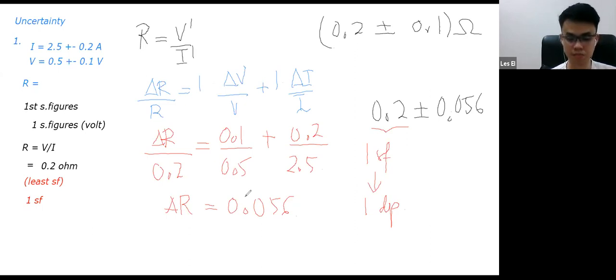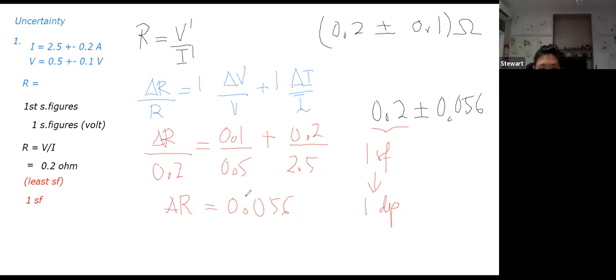No? Okay. Can you take a photo of this first? Because I'm recording this. Okay, I'll fill it up.